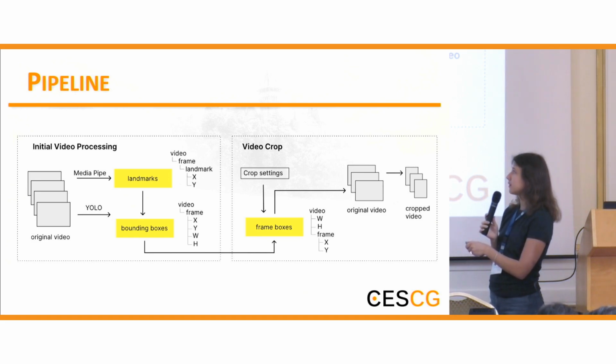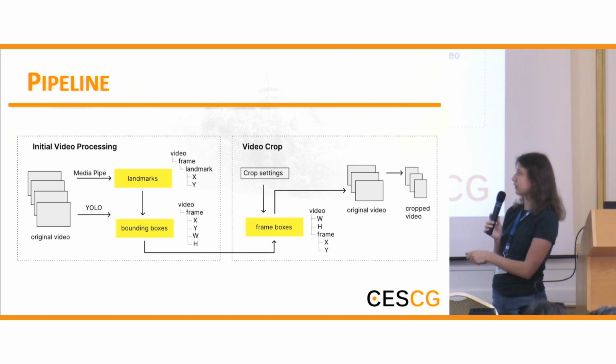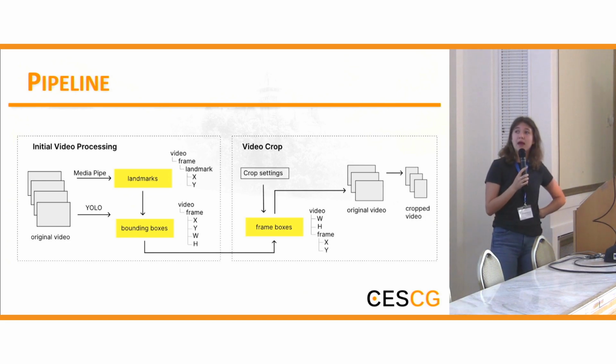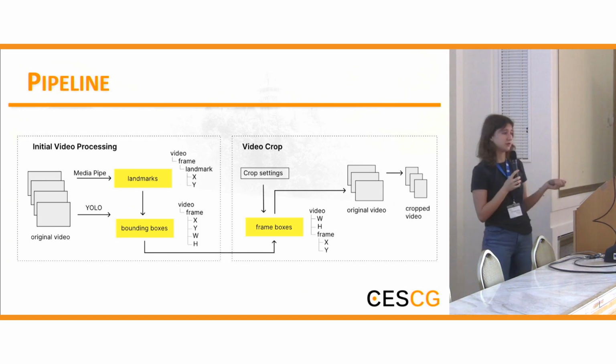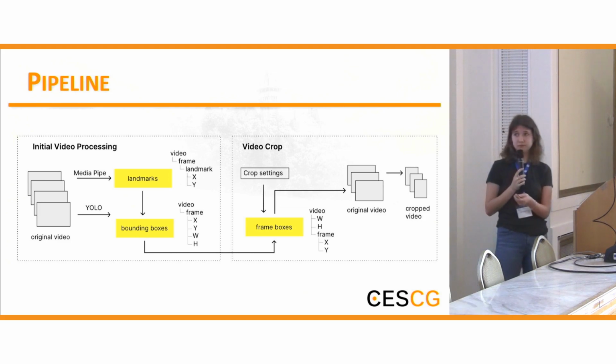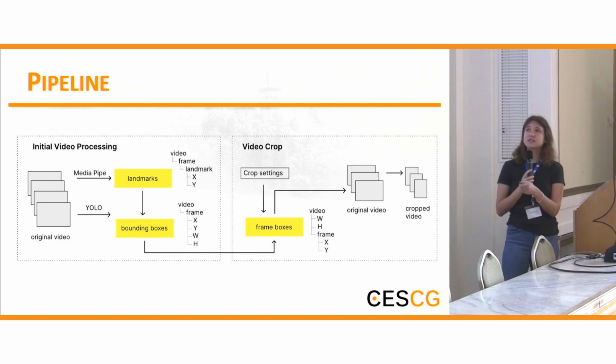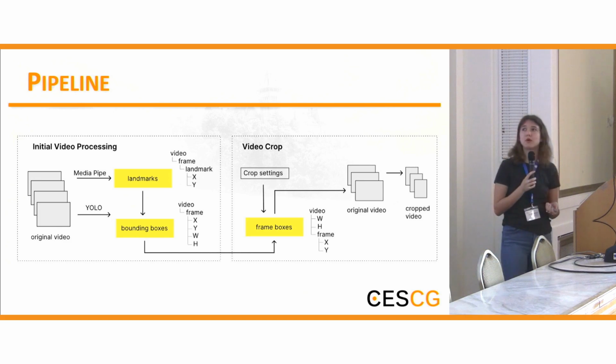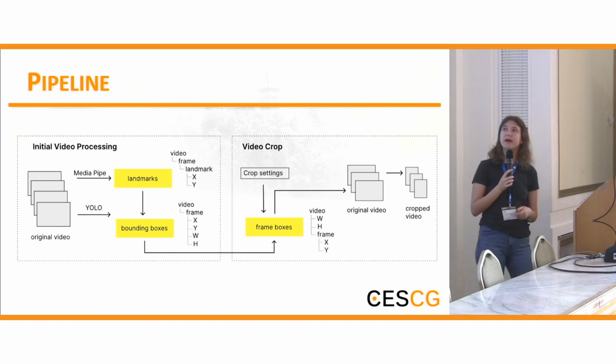And based on these landmarks, I form the bounding box around the coordinates. In the case of YOLO and other typical human detectors, I just take the bounding boxes that the detector gives me. And I save this data in JSON format so that I can use it later, so that I don't process the video over and over again each time I change a crop setting.